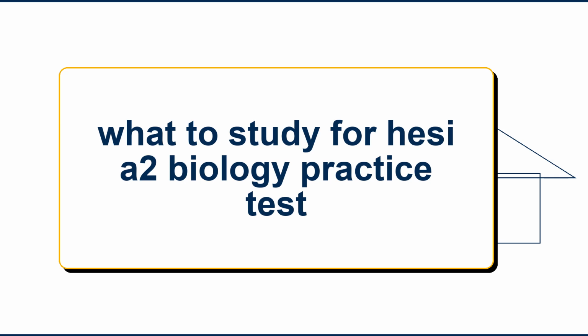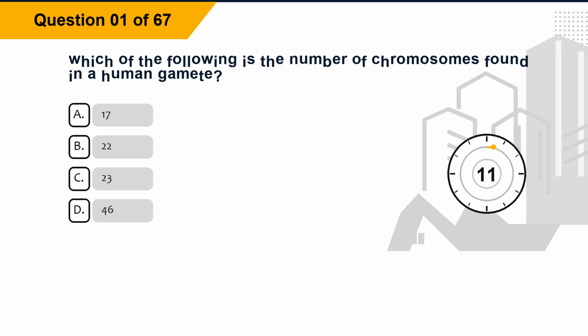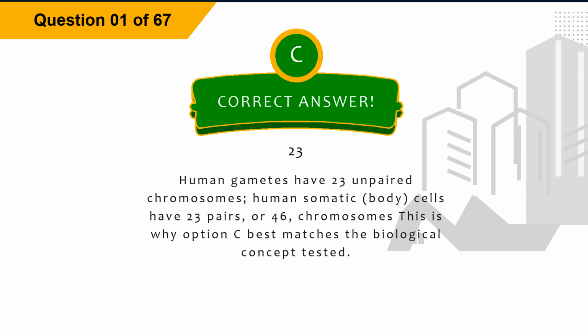What to study for HESI A2 biology practice test? Question 1. Which of the following is the number of chromosomes found in a human gamete? Option A, 17. Option B, 22. Option C, 23. Option D, 46. The correct answer is option C, 23. Explanation. Human gametes have 23 unpaired chromosomes, human somatic, body, cells have 23 pairs, or 46, chromosomes. This is why option C best matches the biological concept tested.